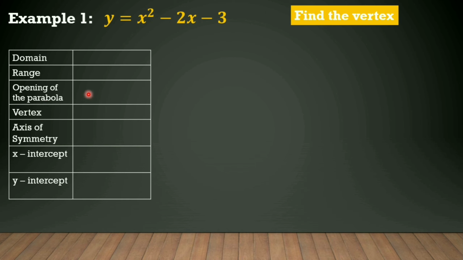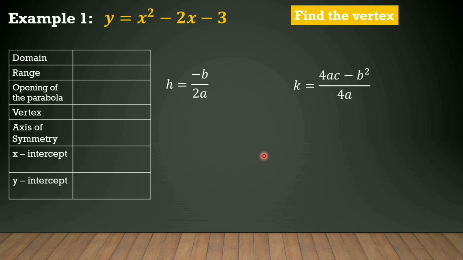Okay, so let's find first the vertex of this equation. Tapos, mamaya, sagutan naman natin yung iba. There are two different ways to determine the vertex of a quadratic function. One is by transforming this equation into vertex form, y is equal to a quantity x minus h squared plus k. And the second one is by using the h and k formula, which is the vertex formula. For this video, I will use the h and k formula.